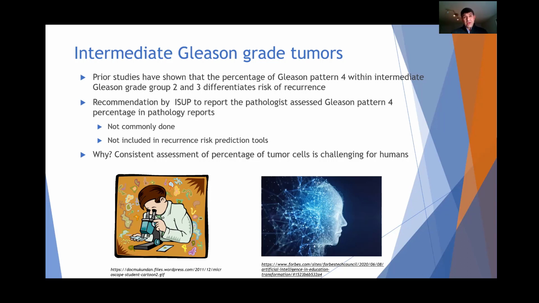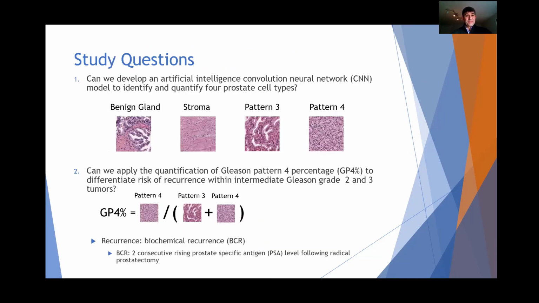Another reason why this isn't incorporated is because many healthcare systems don't have trained and experienced uropathologists who are specialized in that area. And studies have shown that the reproducibility of the pathologist-assessed Gleason group score is even lower among general pathologists relative to the specialized uropathologists. Again, we need some tools to aid in this standardization. And so this leads to our study questions.